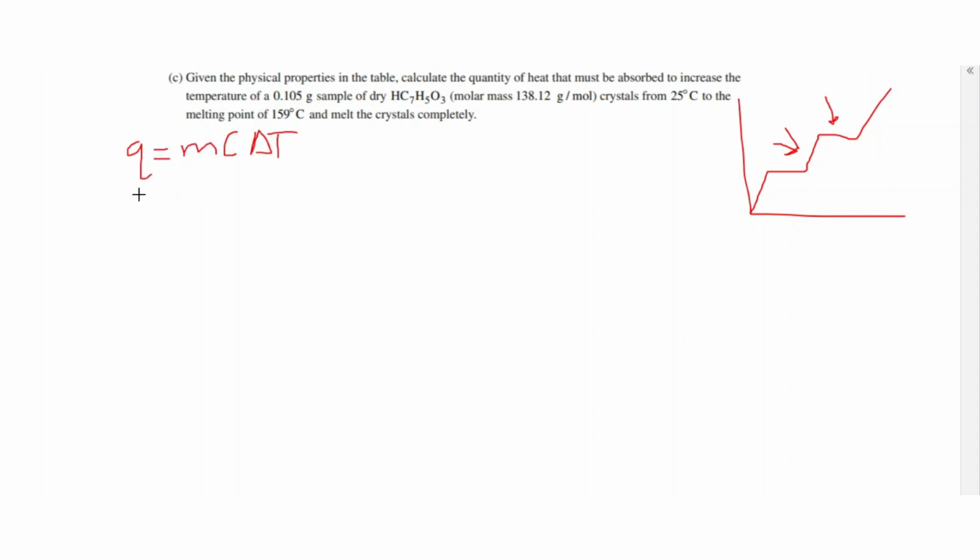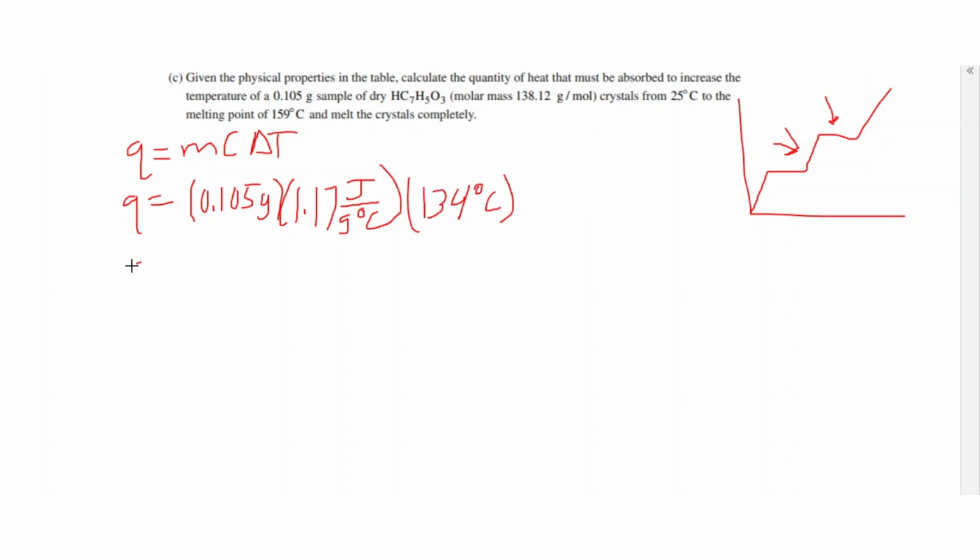Now, we don't know what our Q is, so we get Q equals, and we have 0.105 grams, and our specific heat from the previous problem is 1.17 joules per gram degree Celsius. And finally, our delta T is just going to be 159 minus 25, which is 134 degrees Celsius. So after that, we get Q equals 16.5 joules.